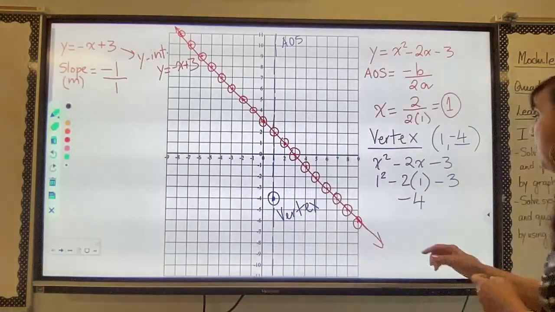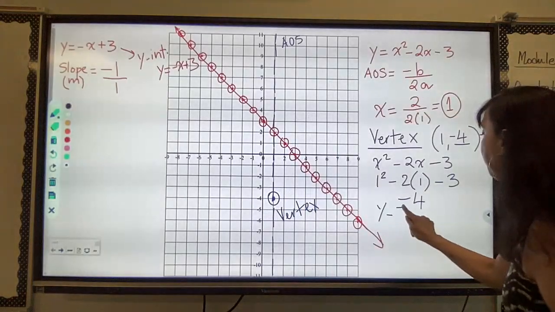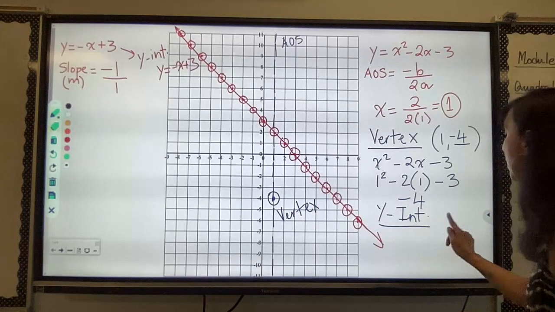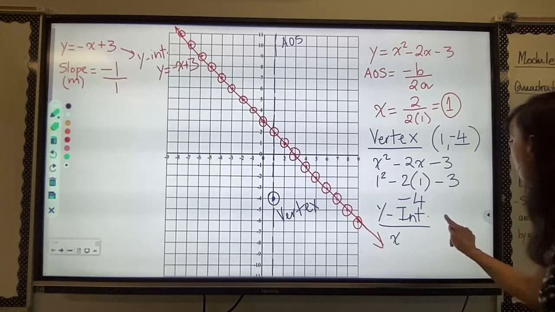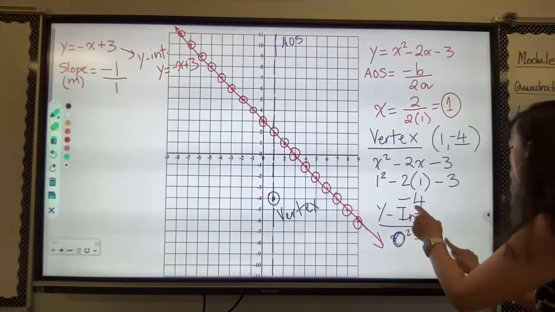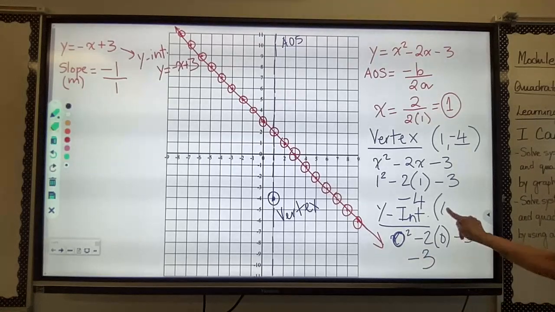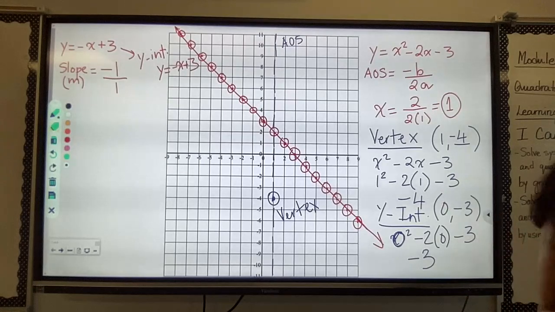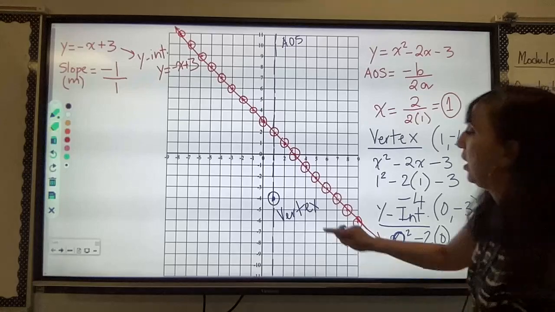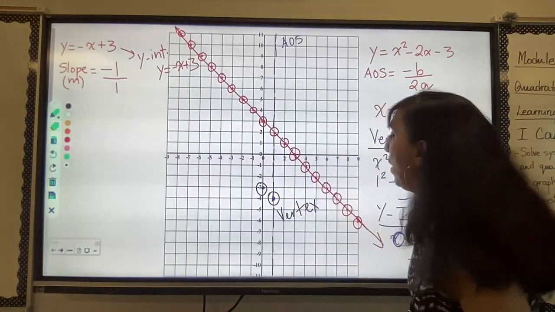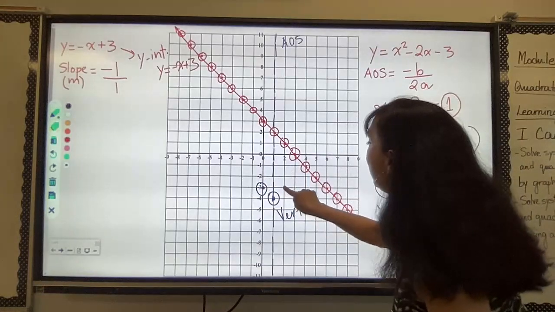Okay, so then I am going to find the y-intercept. For the y-intercept, we know x is going to be 0. So let me put this: 0 squared minus 2 times 0 minus 3. So I get -3. Therefore, my point is (0, -3) for my y-intercept. So here we go, (0, -3). If this is my y-intercept, on the other side is going to be exactly the same thing.